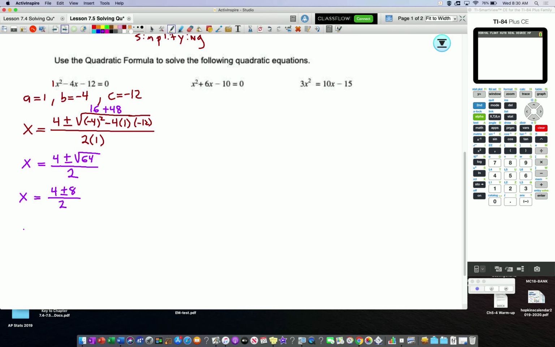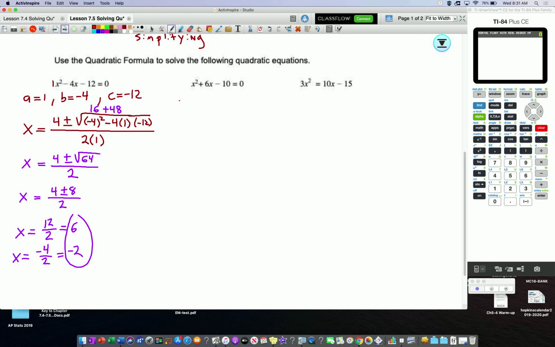Now I'm going to simplify both of them. 4 plus 8 is 12, and 12 divided by 2 is 6. The other one: x equals 4 minus 8, negative 4, divided by 2, x equals negative 2. So I got my two solutions, just like that. All right, let's do number 2.